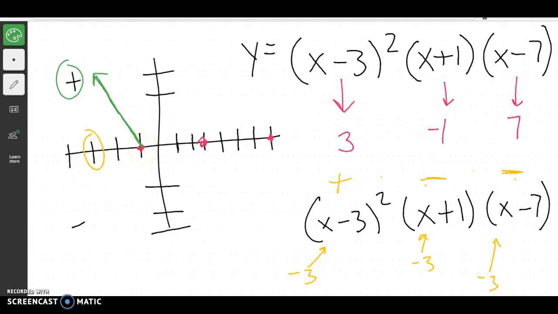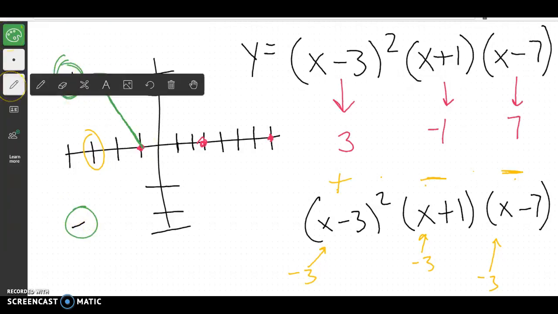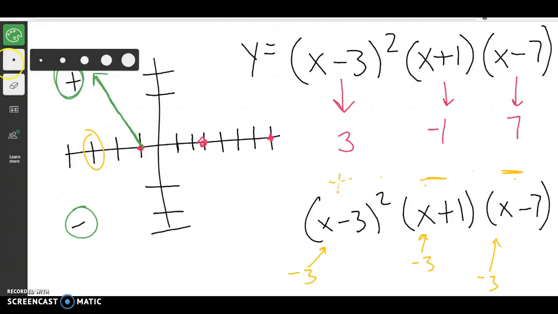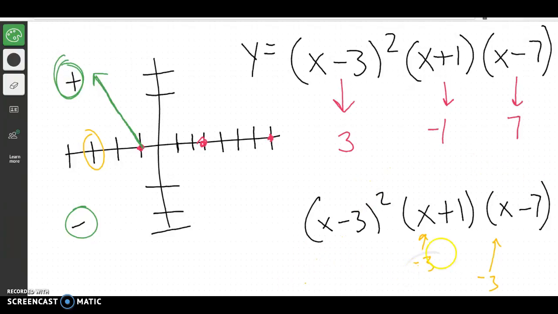Now we have to see whether this side is negative, or below, or whether it is positive. We're going to do the same kind of thing, but this time plug in a number between here and here. The number we are going to pick is 0, that middle point there. So let's plug 0 into each factor and see what signs we get. 0 minus 3 is -3. -3 squared is 9. Anytime you have something squared, it always comes out positive.